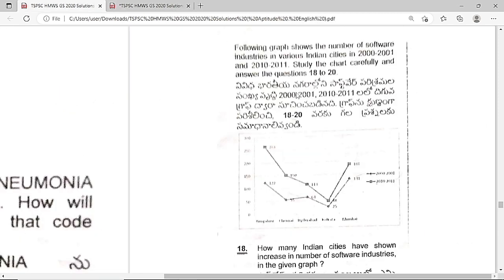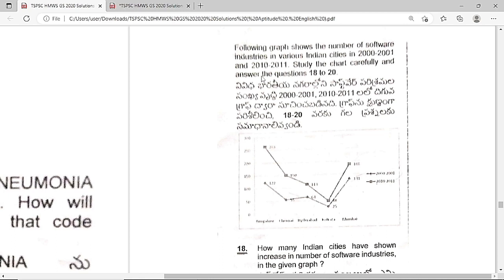So now we are going to discuss another question. See the question here. Following graph shows the number of software industries in various Indian cities in 2000 to 2001 and 2010 to 2011. Study the chart carefully and answer the questions from 18 to 20. So these three questions basically are asked on this graph. So listen carefully. Following graph shows the number of software industries in various Indian cities in 2000 to 2001 and 2010 to 2011. So study the chart carefully and answer the questions from 18 to 20.